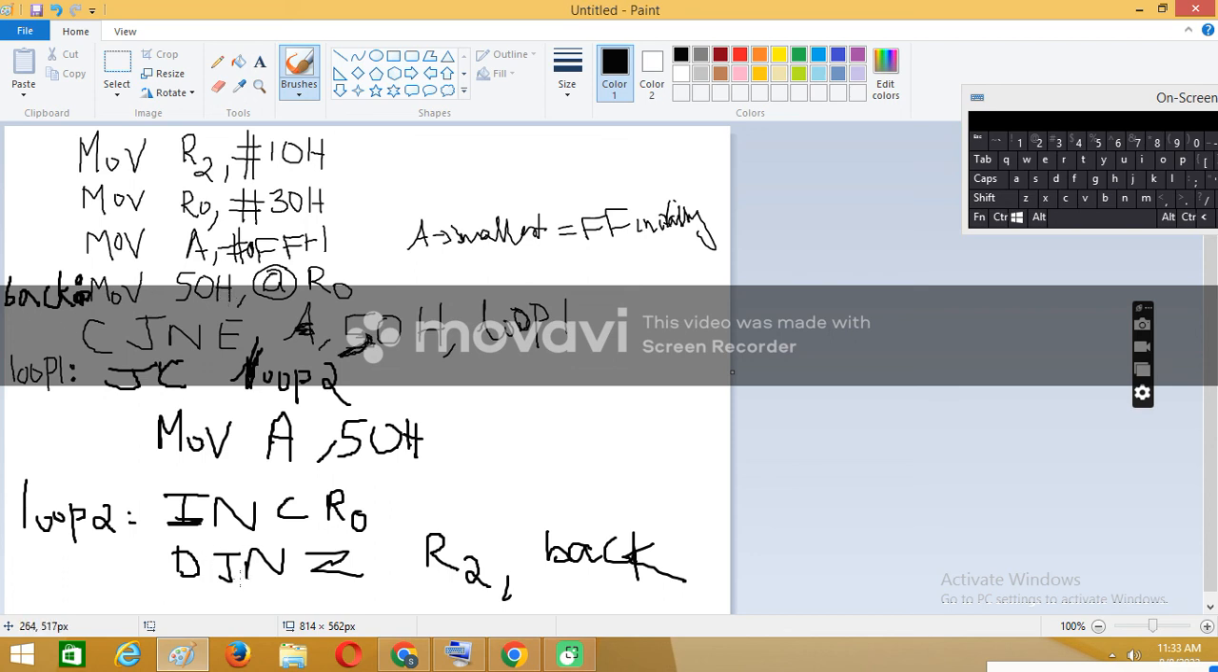So your A is containing the smallest number. Now if the question asks for the smallest number to be saved to some 60 location, here you can write MOV 60H comma A. I hope you understood. Clear or not?